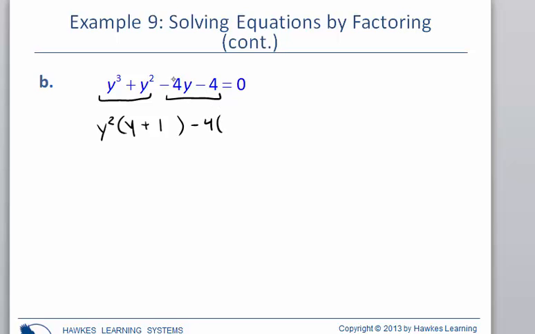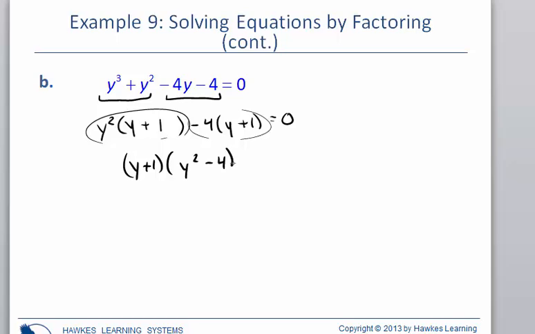So negative 4, taking that out of the first term leaves me a y. Taking a negative 4 out of the second term leaves me a positive 1. And so now we treat this as a term and this as a second term. And what's common to those 2 terms? They both have a y plus 1, so we're going to pull that to the front. When we pull a y plus 1 out of the first term, we're left with y squared. When we pull a y plus 1 out of the second term, we're left with negative 4.